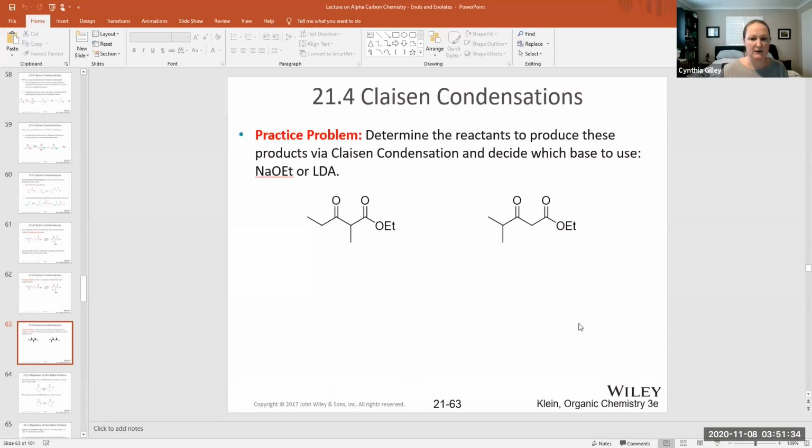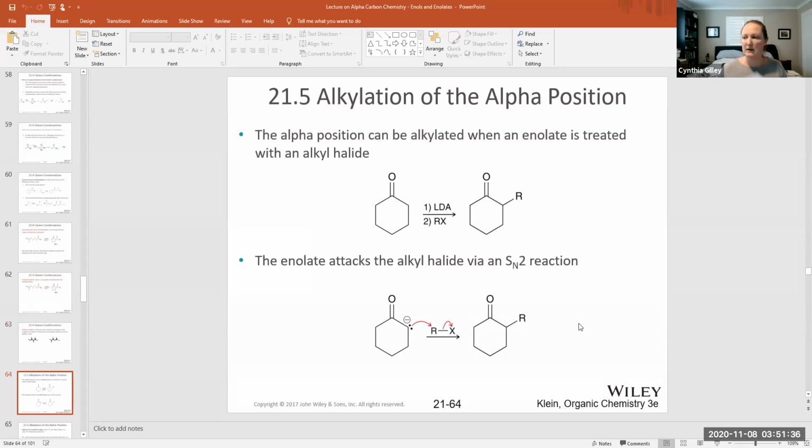All right, going back to the slides, we're going to move on to section 21.5 called alkylation of the alpha position. So note that when we have, for example, a ketone that has protons at the alpha position, recall that those are acidic and that when treated with a strong base, they will be deprotonated to form the enolate. That enolate is nucleophilic, and one of the reactions it can do is react with an alkyl halide as an electrophile. It is going to do an SN2 reaction.